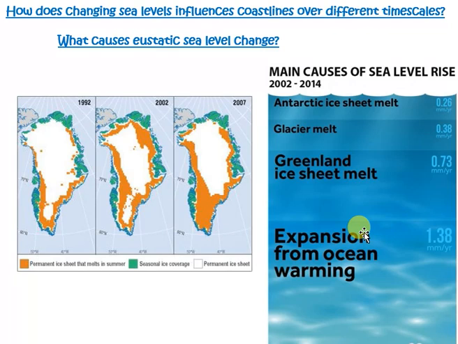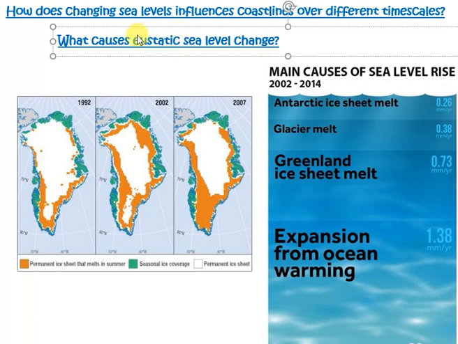So the oceans swell. That means there's more volume of water in the oceans, which is, by the very definition, eustatic sea level change. More volume of water in the oceans. The last stage, sea levels rise. And this is the most significant, 1.38 millimetres per year. Doesn't sound like much, but 10 years later, you're going to be at what?